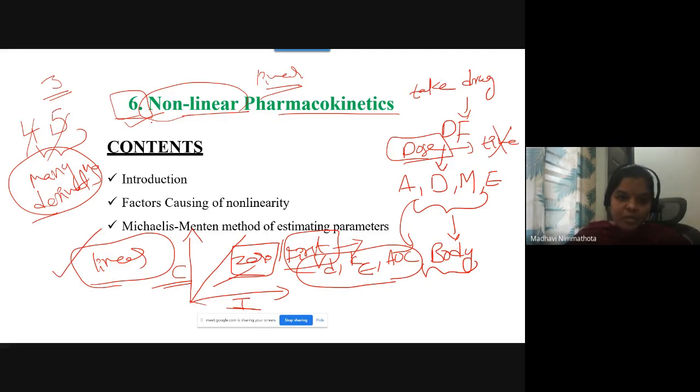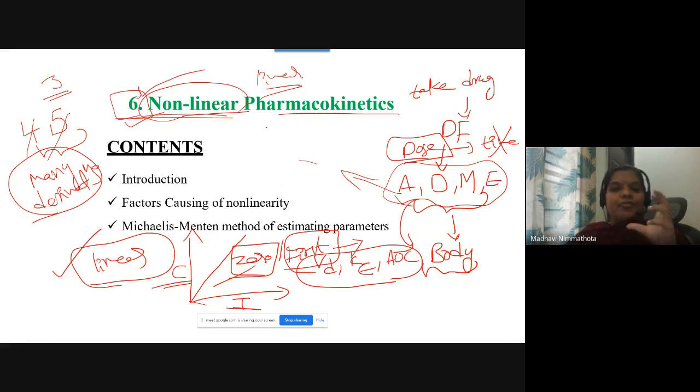Then what do you mean by non-linear kinetics? The name itself indicates that these are not following linearity. Why are they not following linearity? Once you take a particular dose of the drug, it travels through these mechanisms, and there may be a chance of irregularity in these mechanisms. Because of the irregularity, or because of the saturation of any one of these four phenomena, the drug follows non-linear kinetics.